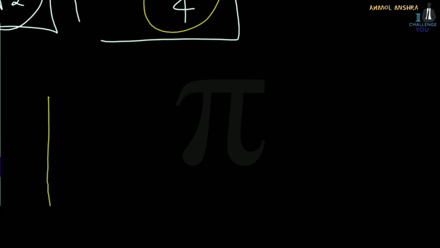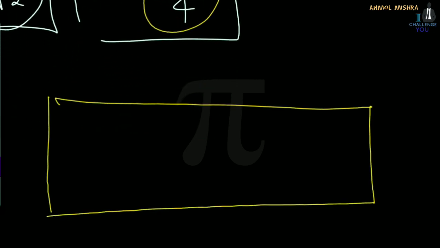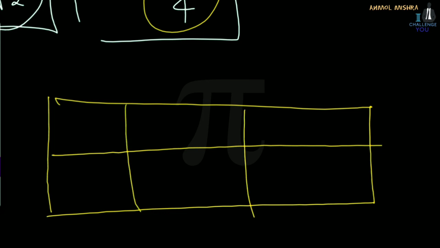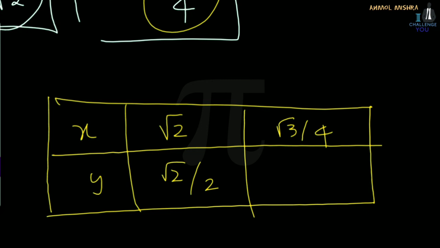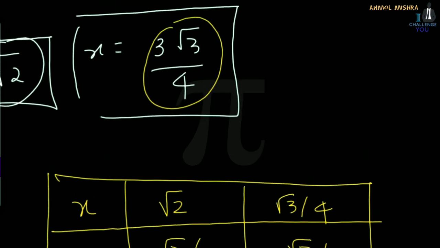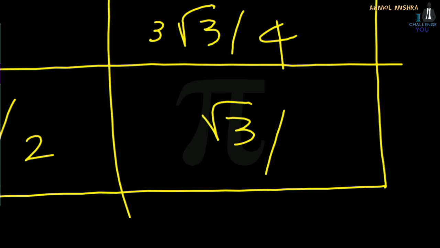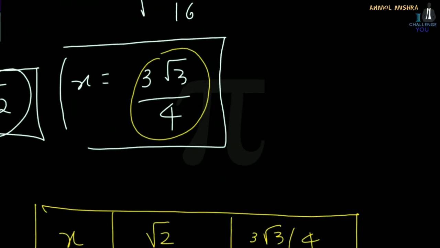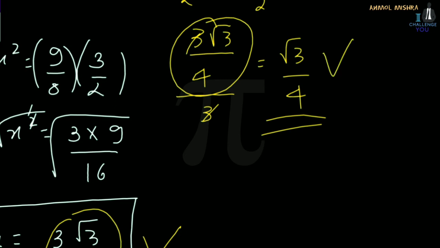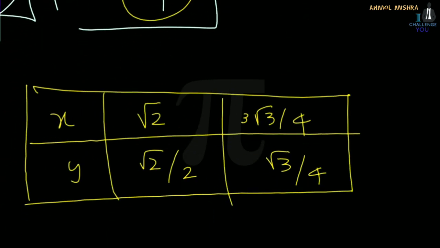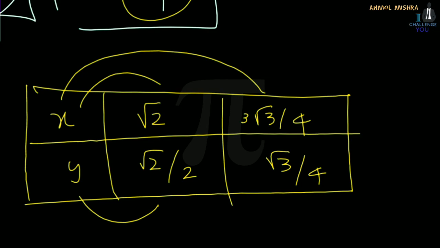So let us have this final table, what are the two values of x and y compared with each other. If x is equal to under root 2, then y is equal to under root 2 upon 2. And if x is equal to 3 times under root 3 upon 4, then y is equal to under root 3 upon 4. So here is the final solution: if x is equal to root 2, y is equal to this; if x is equal to this, y is equal to this.